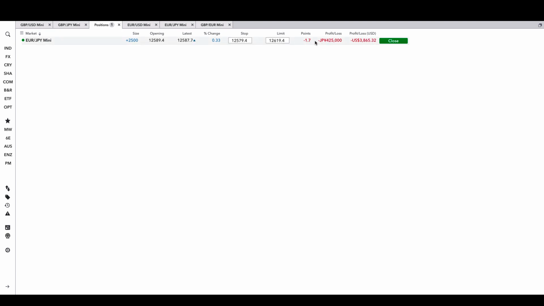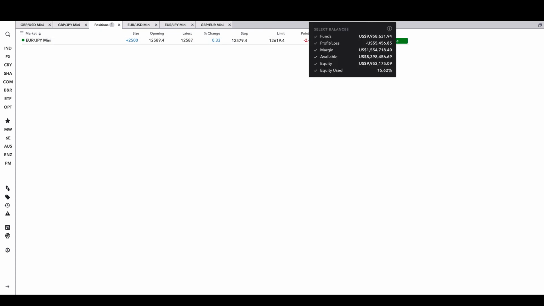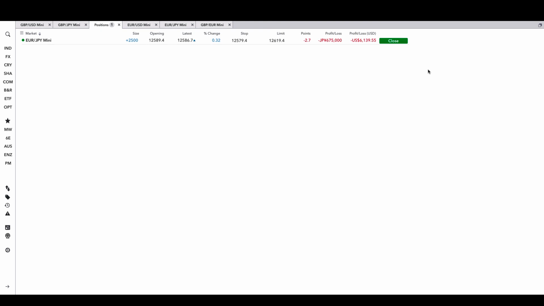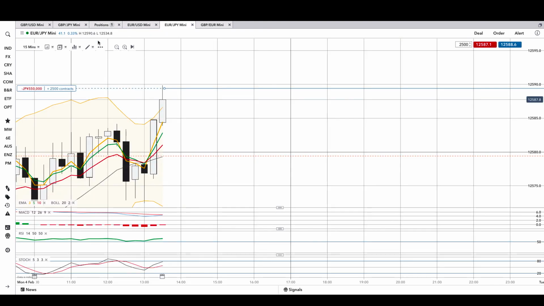So if you are into scalping, you can actually use this method whereby you leverage on the margin, right? In this case, the margin here is about 1.5 million, which you might not have, right? So this is scalping, so you're hoping for the price to go higher. All right, so these are some of the things for you to take note of.